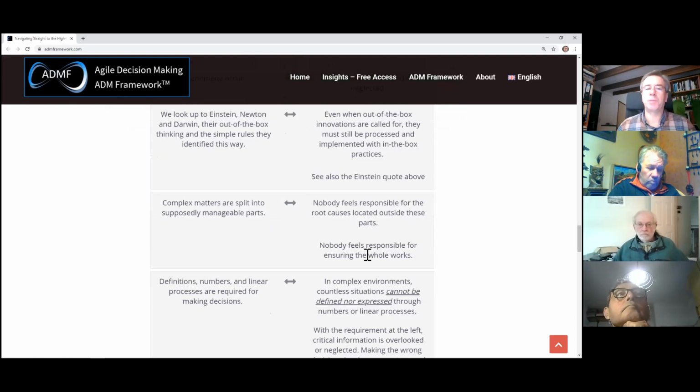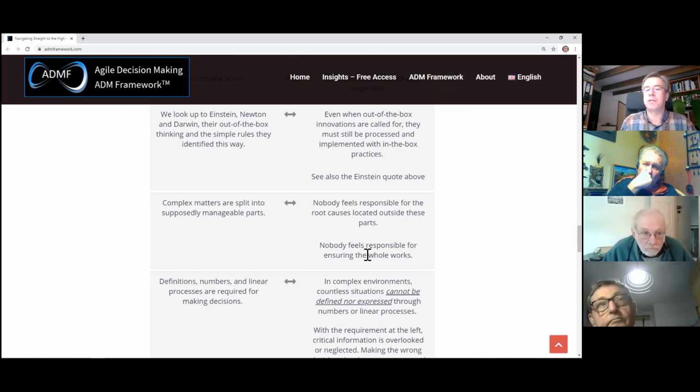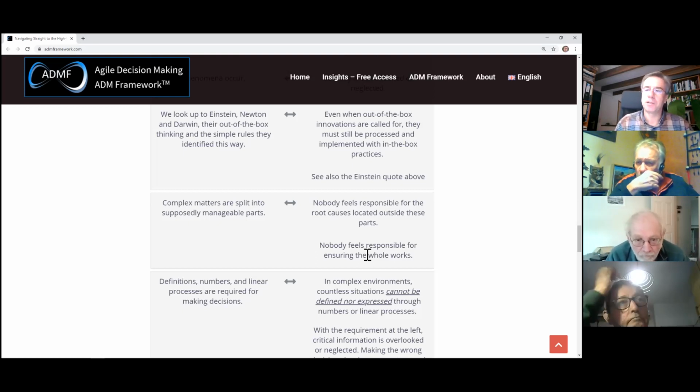And then complex matters are split into supposedly manageable parts. Nobody feels responsible for the root causes located outside the parts. Nobody feels responsible for ensuring the whole works. And then we have the matter of definitions, numbers, and linear processes. We had a pretty good discussion last weekend in this conference. And the scientists in there agree that in complex environments, encounters and situations cannot be defined nor expressed through numbers or linear processes. And with this requirement overlooked for about 20 years, we have had 20 years of wrong decisions made whenever these things not expressible in numbers had been missed.